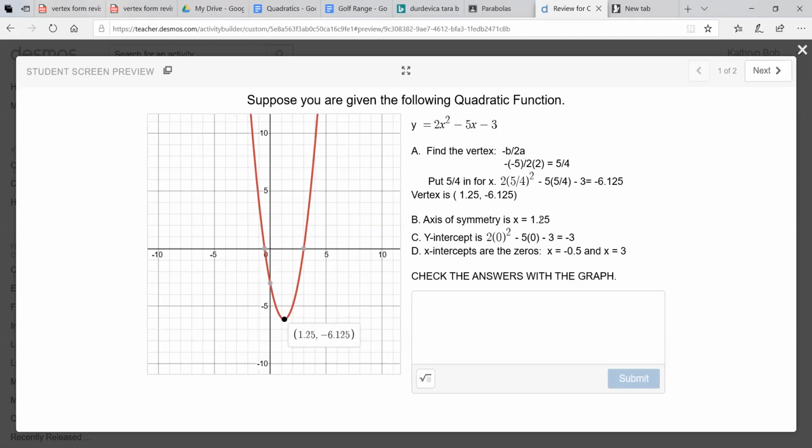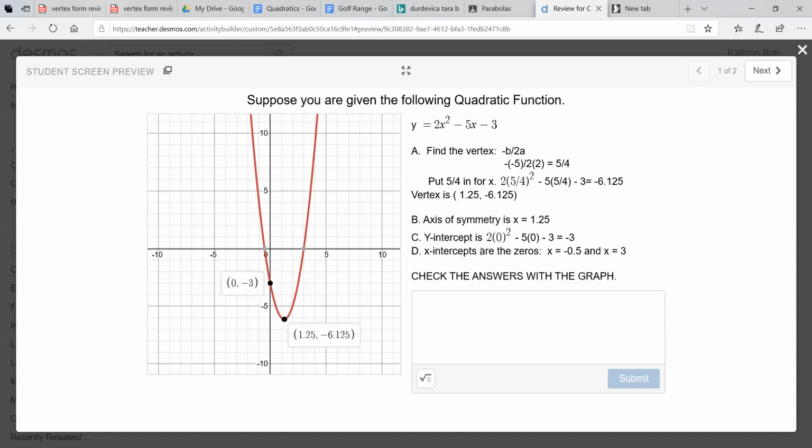Y-intercept is where you put a 0 in for x. So I go back in here, put a 0 in for x, and it is a negative 3. So if you come over here, this is 0, negative 3. These are the things that I asked you to color in with dots last week on Desmos.